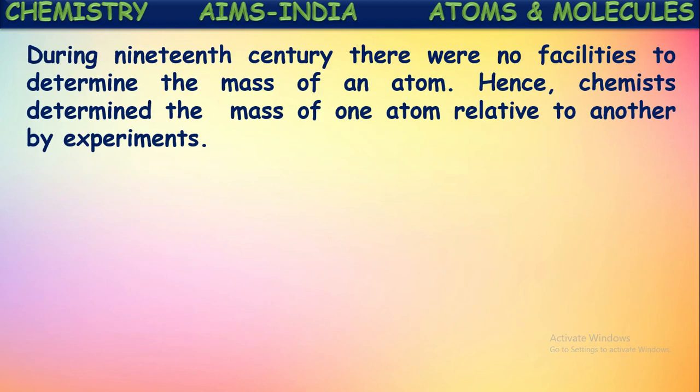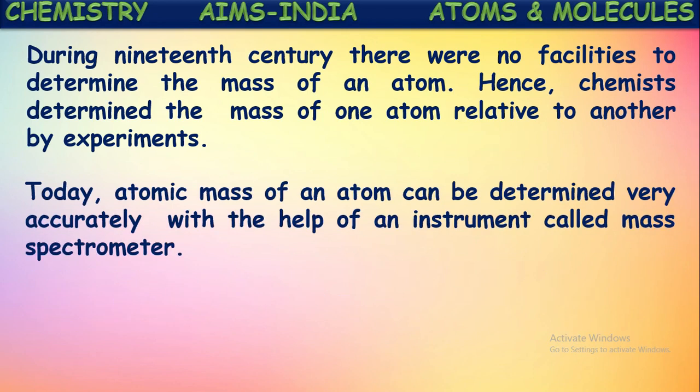During the 19th century, there were no facilities to determine the mass of an atom. Hence, chemists determined the mass of one atom relative to another by experiments. Till the 19th century, there were no proper equipment or facilities to determine the masses of an atom exactly. That is why they followed this by considering the mass of an atom as a standard, comparing the remaining elements with that, and hence determined the atomic masses of the remaining elements.